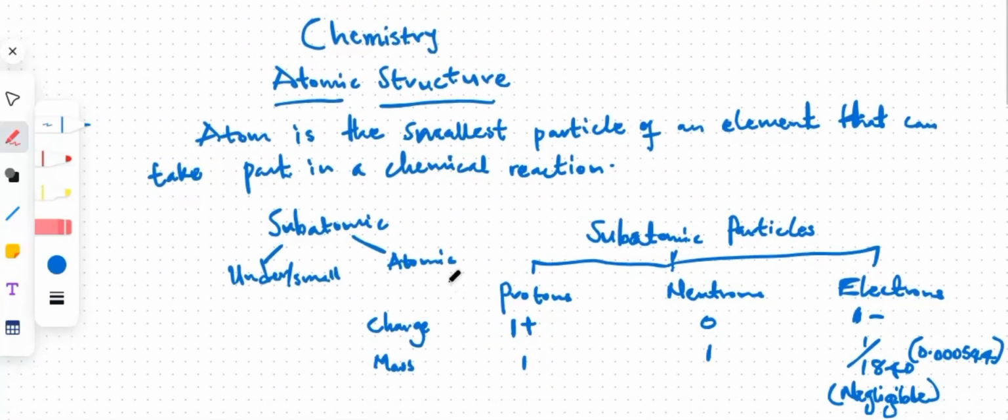What is an atom? It is the smallest particle of an element that can take part in a chemical reaction. Your protons can take part in a chemical reaction, though they are smaller than an atom. So the smallest particle of an element that can take part in a chemical reaction. Those are your two keywords that must be in your definition.